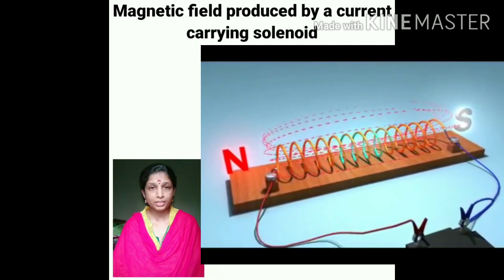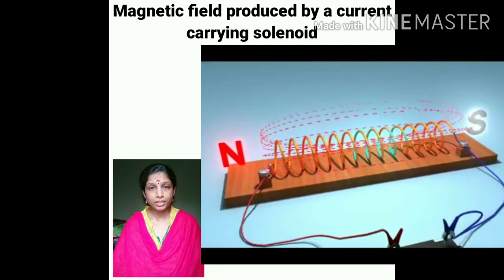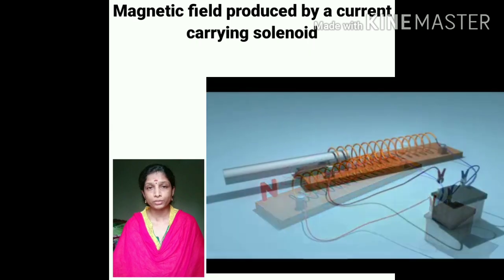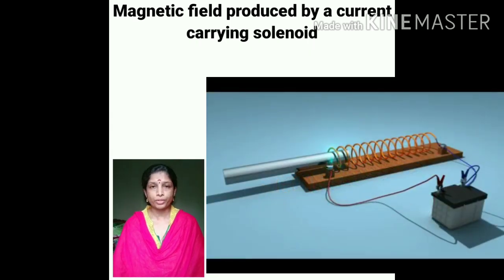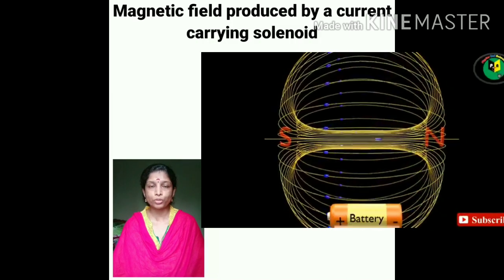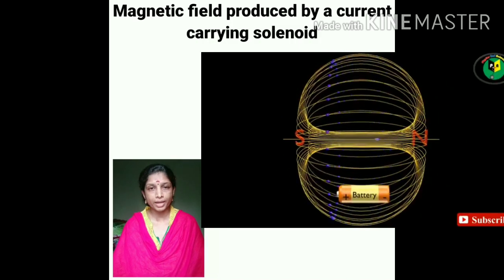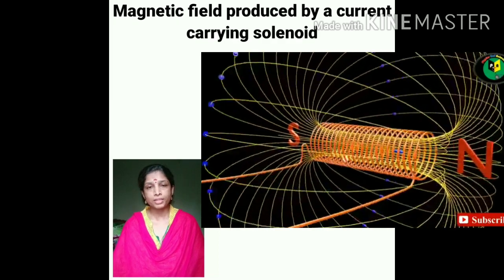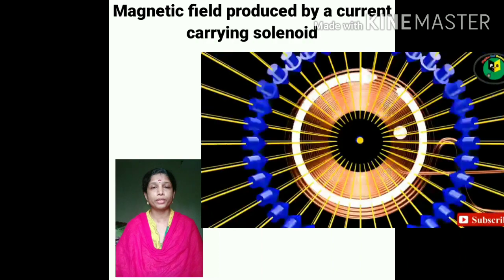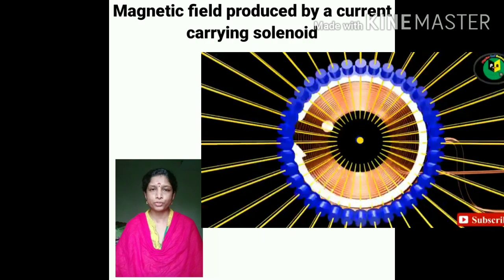So these are the ways to increase the strength of the magnetic field produced by a solenoid. First, increase the number of turns. Second, increase the current in the circuit. And third, insert a soft iron core inside the solenoid. Here also we can detect the north pole and south pole based on the direction of current in the solenoid. That means the polarity at the ends of the solenoid depends upon the direction of current.